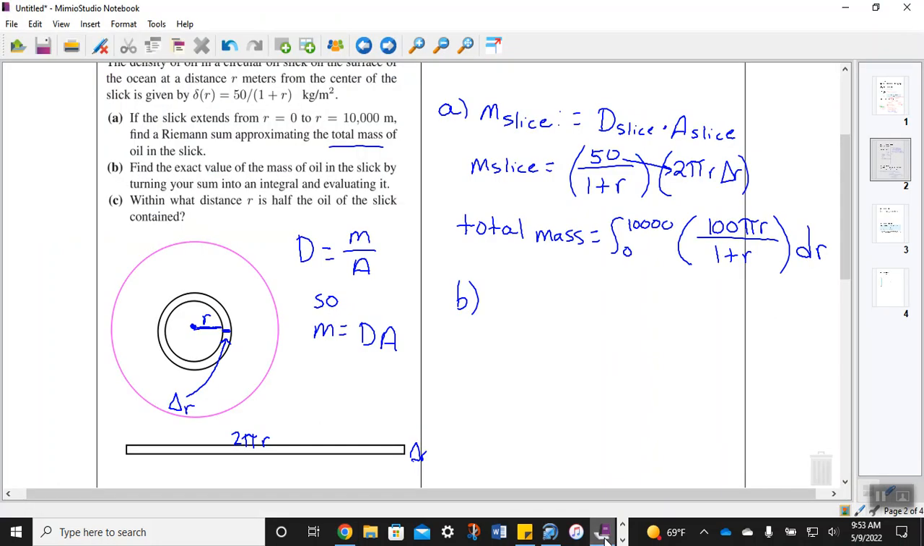Okay, so we'll call this part B: 3,138,699. Then I did 0.108. Okay, 0.108. And let's see, our density up here was measured in kilograms per square meter, so this would be the number of kilograms, right? And then lastly, part C says, within what distance is half the oil slick contained?